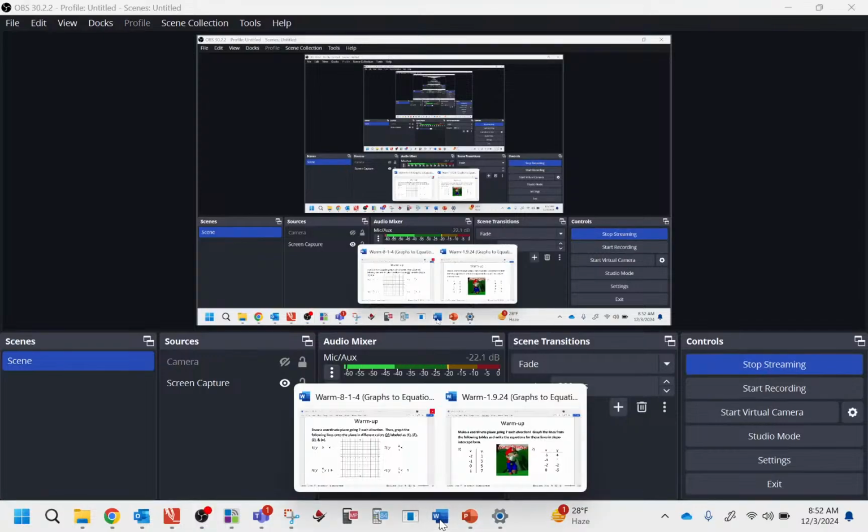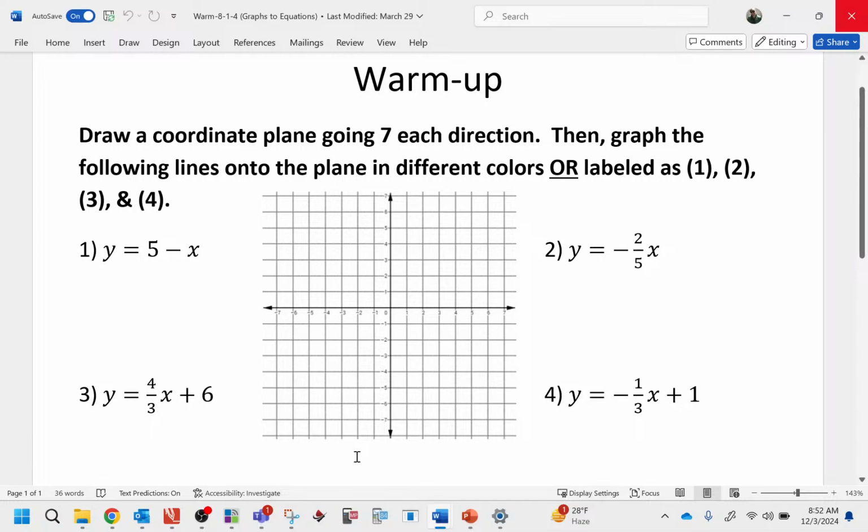Here's your warm-up. Well, nope, not that one. Draw a coordinate plane, go 7 in each direction, then graph the following lines onto the plane in different colors. The lines are labeled as 1, 2, 3, and 4. Give it a try, see what you guys come up with. You're going to want to pause the video because, as you can hear, we're all ready to go.